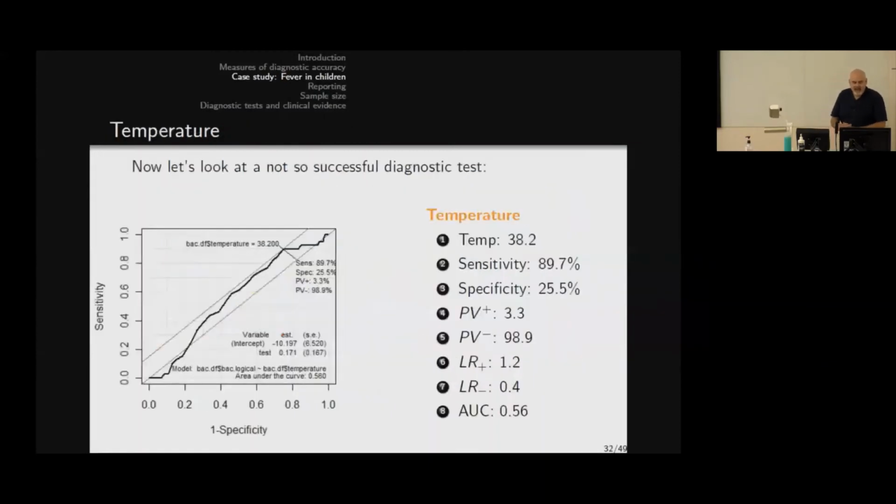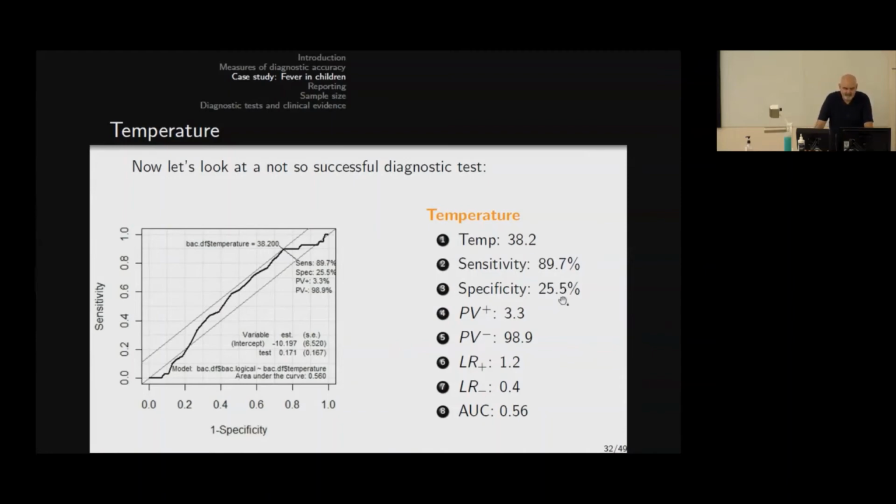Okay, now let's look at a not so successful diagnostic test. Here it is. We're going to use temperature here. We'll use a cutoff of 38.2 degrees Celsius to say, yes, you have, or no, you haven't got a bacterial infection. It's got great sensitivity, okay? It's not bad, but it's got terrible specificity. So what that means is there's a lot of false positives going in here.